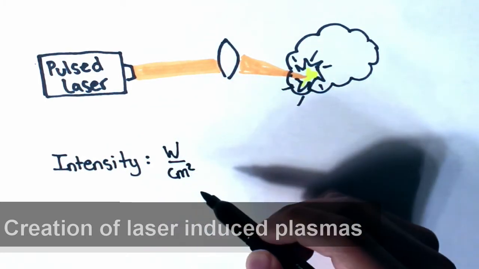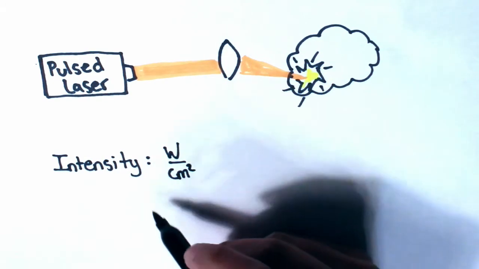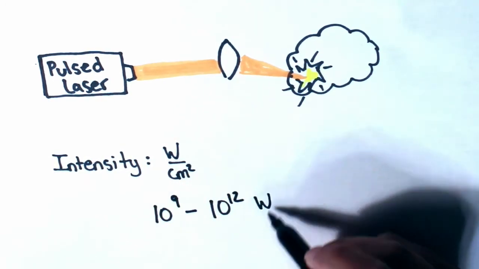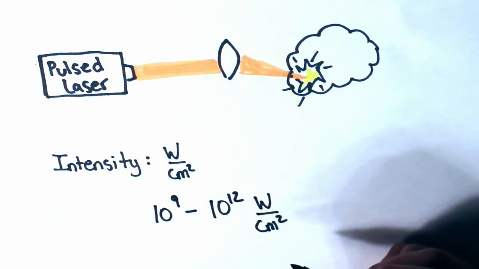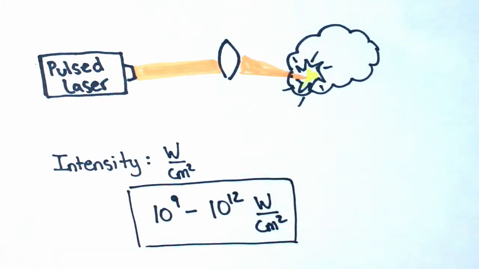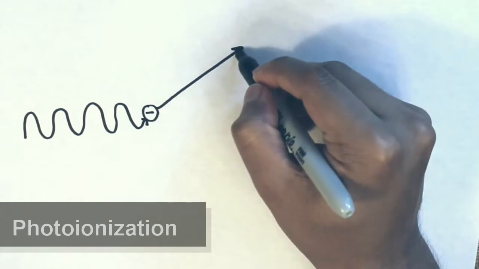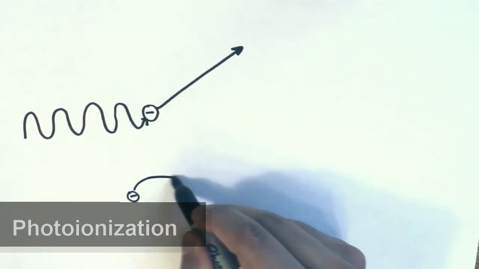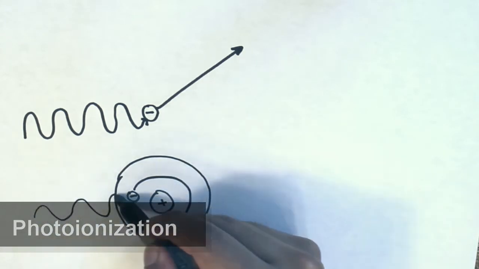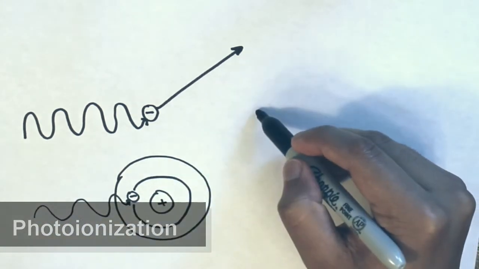The laser is capable of producing radiation with intensities of 10 to the 9 all the way up to 10 to the 12 watts per centimeter squared. Let's take a closer look at the interaction between this radiation and matter in the gas. The laser interacts with electrons in the material by energy transfer and excitation. Free electrons absorb energy and accelerate, whereas bound electrons are excited to higher energy levels if laser photons match the bandgap energy of the atoms.